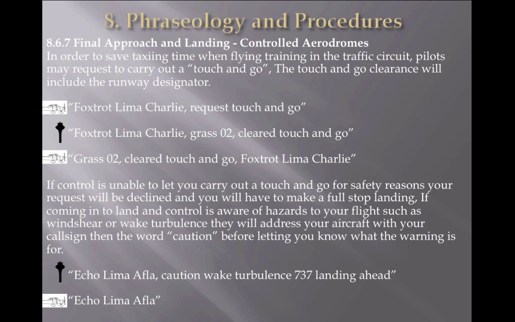If coming into land and control is aware of hazards to your flight, such as wind shear or wake turbulence, they will address your aircraft with the call sign, then the word caution, before letting you know what that caution or warning is. For example, Echo Lima Alpha, caution, wake turbulence 737 landing ahead. Your response is simply confirming you've received it. Echo Lima Alpha.